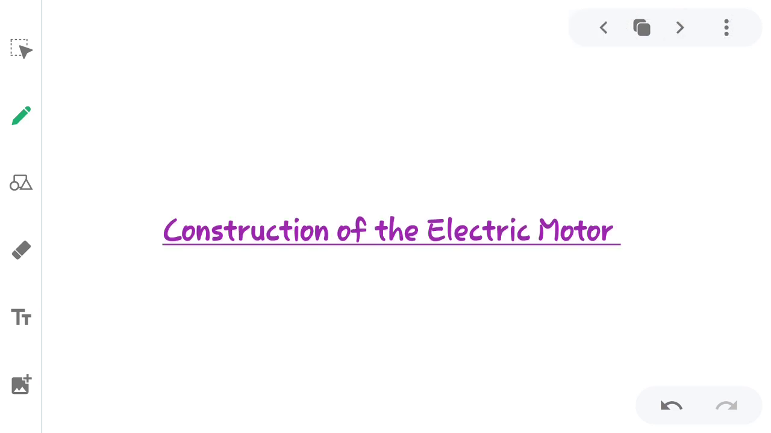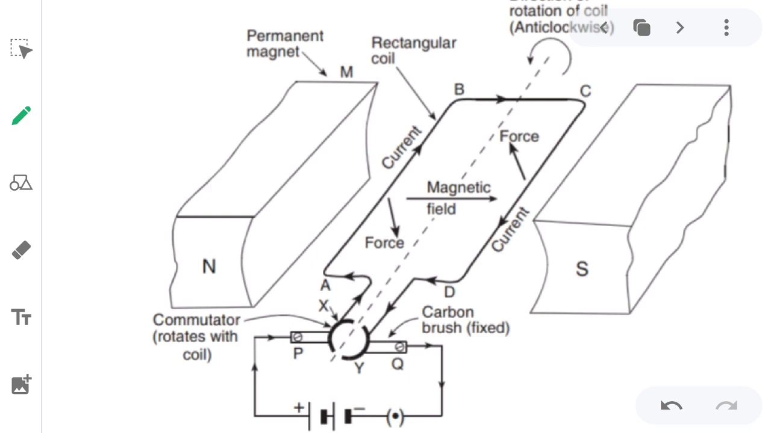So now, to understand it in a better way, we will try to understand the construction of an electric motor. Electric motor you all have seen. So today we will try to understand its working and construction. Before going to the working and construction, we should understand what the electric motor does. An electric motor converts electrical energy into mechanical energy. You need to keep that in your mind.